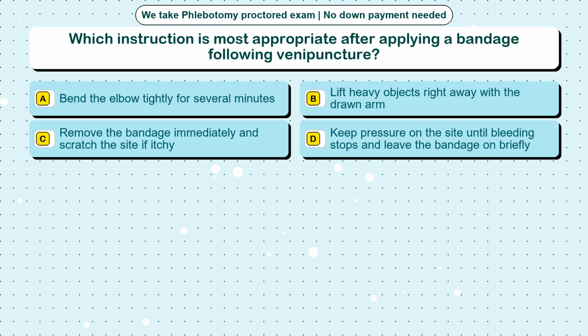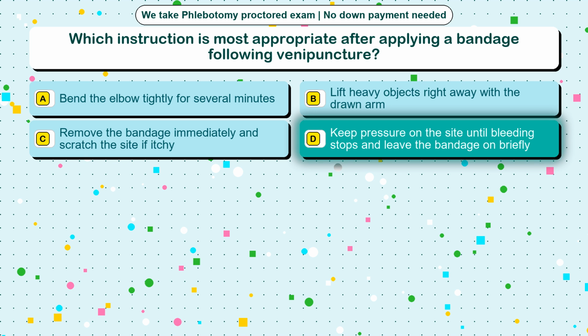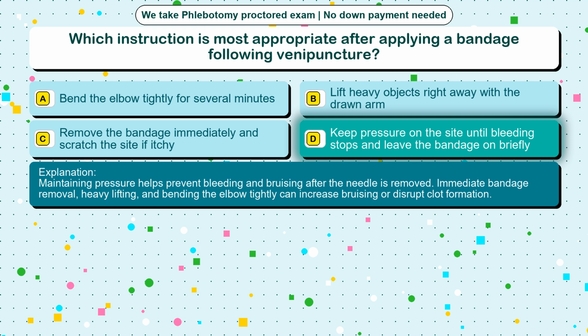Question 14. Which instruction is most appropriate after applying a bandage following venipuncture? Option A, bend the elbow tightly for several minutes. Option B, lift heavy objects right away with the drawn arm. Option C, remove the bandage immediately and scratch the site if itchy. Option D, keep pressure on the site until bleeding stops and leave the bandage on briefly. The correct answer is option D. Maintaining pressure helps prevent bleeding and bruising after the needle is removed. Immediate bandage removal, heavy lifting, and bending the elbow tightly can increase bruising or disrupt clot formation.